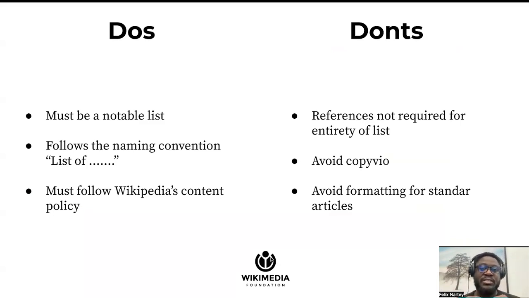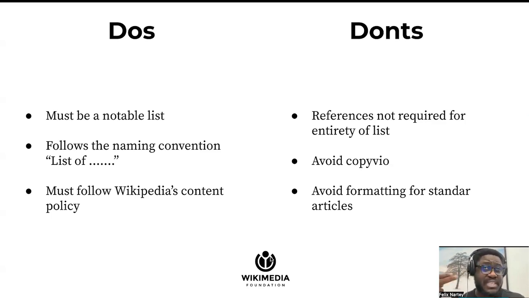Now, we will be looking at the do's and don'ts of what we call the list articles. Like I did say earlier on, the do's: the list article must be a notable list. And when we say a notable list, you cannot just get up and say a list of, let's say, for example, Felix's friends, right? Felix's friends cannot be a notable list on Wikimedia. But if you say the list of African countries are notable, they are known across the world. And so having a list of that makes a lot of sense. A list of prominent people from Cameroon will make a lot of sense because it gives you the list of all important people in Cameroon.